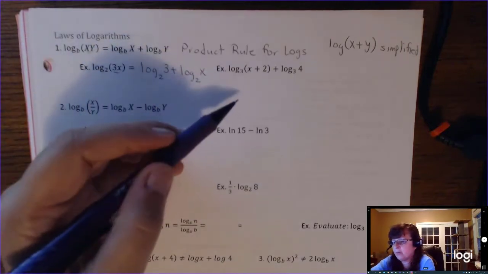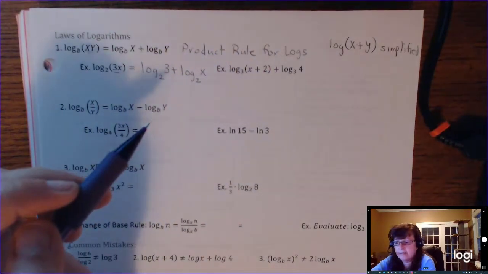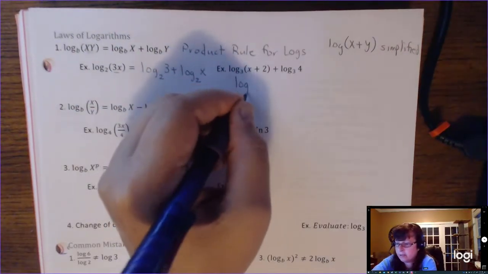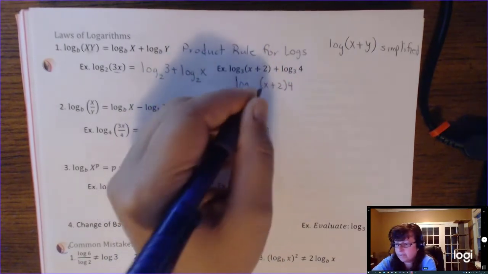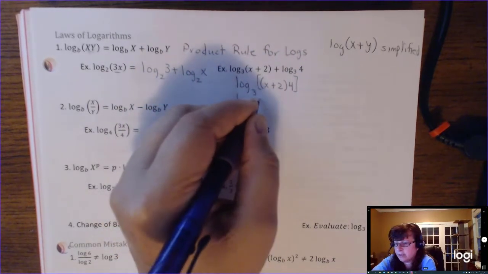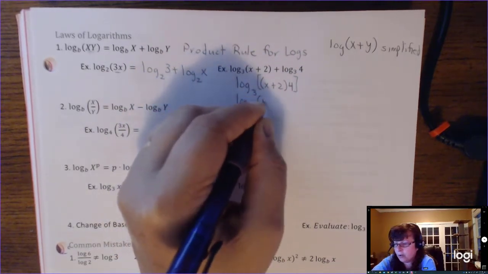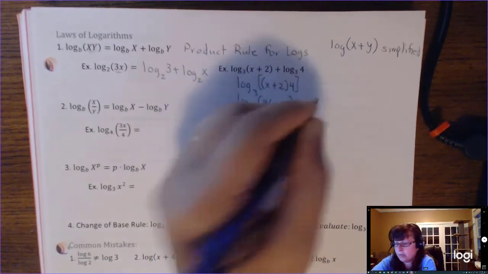And you can go the other way. Here I have 2 logs added. Well, that's equal to 1 log with these two things multiplied. And that looks funny with that 4 on the other side. So of course that's the log base 3 of 4 times x plus 2. And if you wanted to multiply that out, you could.